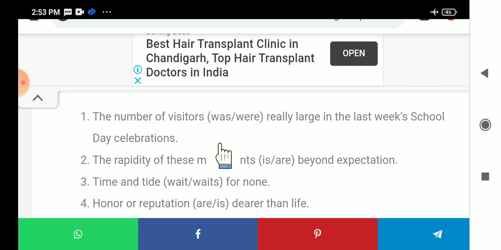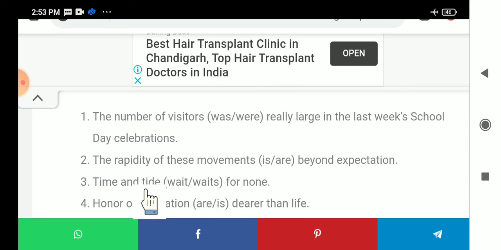So the answer is was. So students, the answer is was. You might say, sir, visitors is in the plural form, so we should use were. No, it is wrong. Was is used because the number is added here, the number of visitors. One rule we have discussed is that wherever the number comes and after that the plural subject follows, then the verb should be a singular verb.